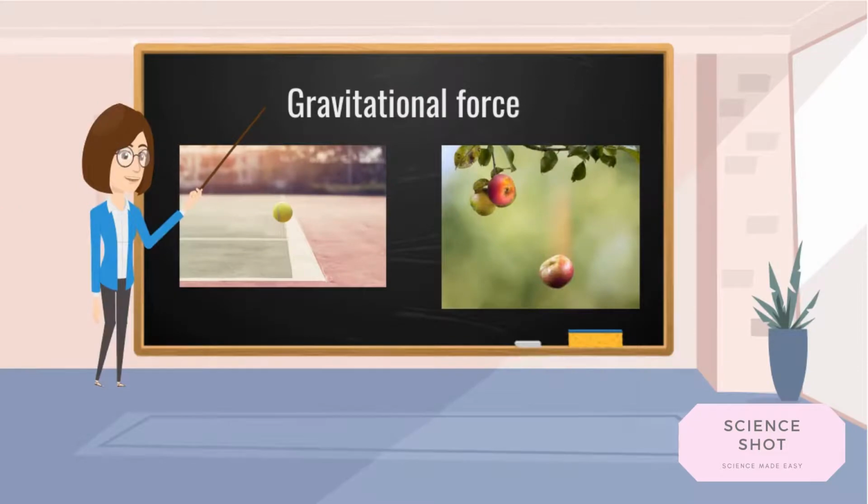A ball falls back to the ground when it is thrown up. Ripe fruits fall to the ground. We all know that it is due to the force of gravitation by the earth.